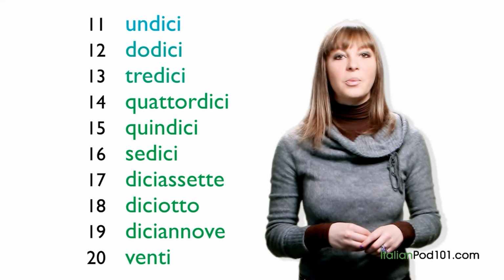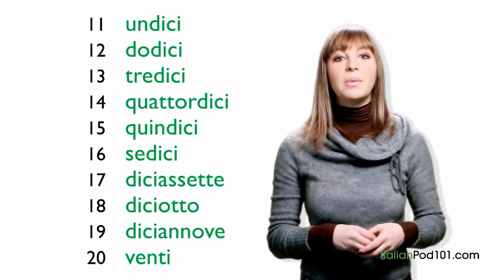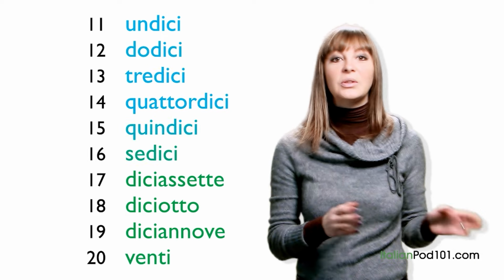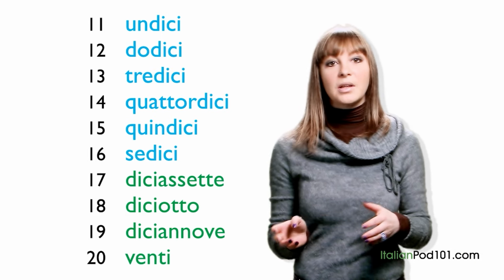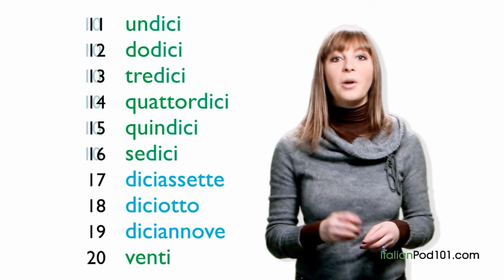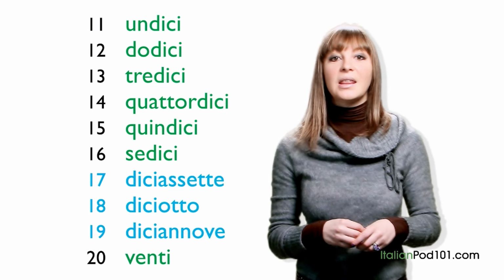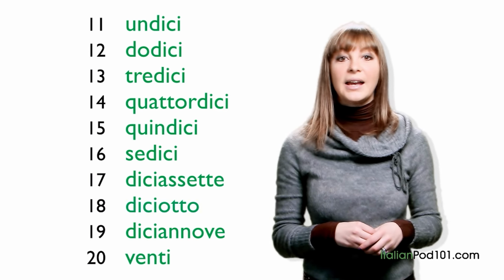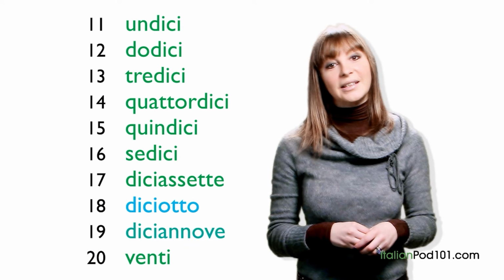The numbers from 11 to 20 may seem harder to remember, but please keep in mind that from 11 to 16, the numbers always end in -dici, which stands for 10, but from 17, they switch into dici plus the number, and the order is reversed, like diciotto and diciannove. Counting from 10 to 100 is super easy.